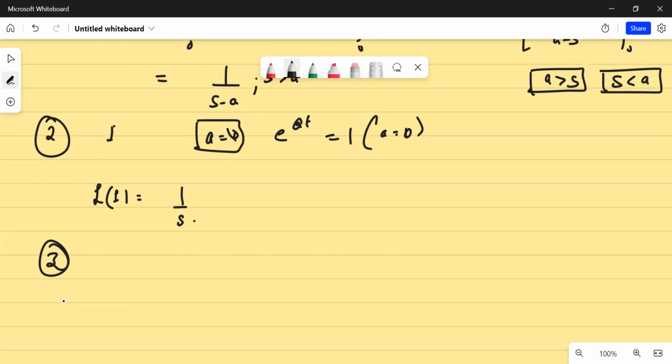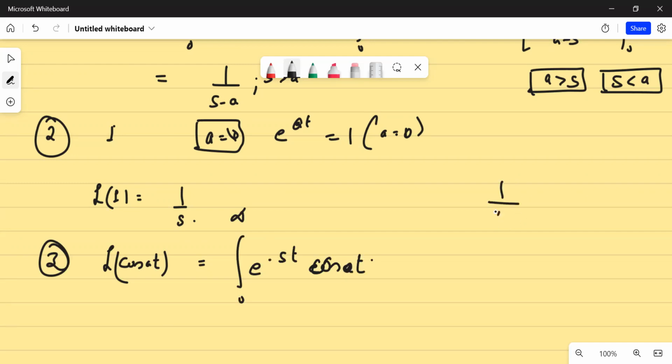Third, what would be the Laplace transform of cos at? How to write the Laplace transform of cos at? It is equivalent to writing the integral from 0 to infinity of e to the power minus st times cos at. And in the theory of differential equations, we have studied that 1 upon D represents integration. D represents your derivative, 1 upon D represents your integral. So this is something that I can write.